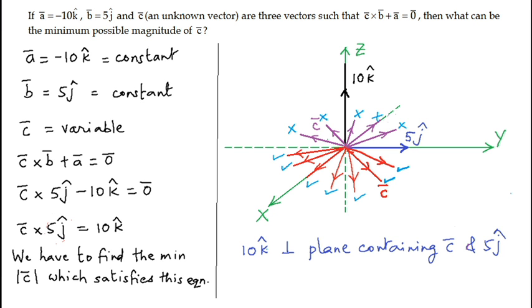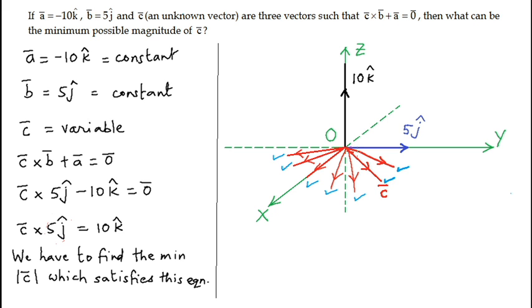I mean, for example, you could consider this direction of c bar. You find the direction of c bar cross 5j cap by curling the fingers of your right hand from c bar to 5j cap through this angle, and stretch the thumb of your right hand, and once again you will see that the outstretched thumb of the right hand points in the negative z direction, which is unacceptable, and hence this particular direction of c bar is also unacceptable.